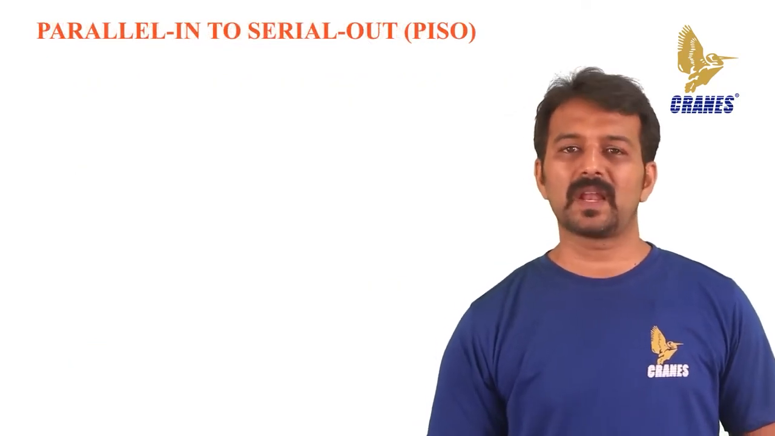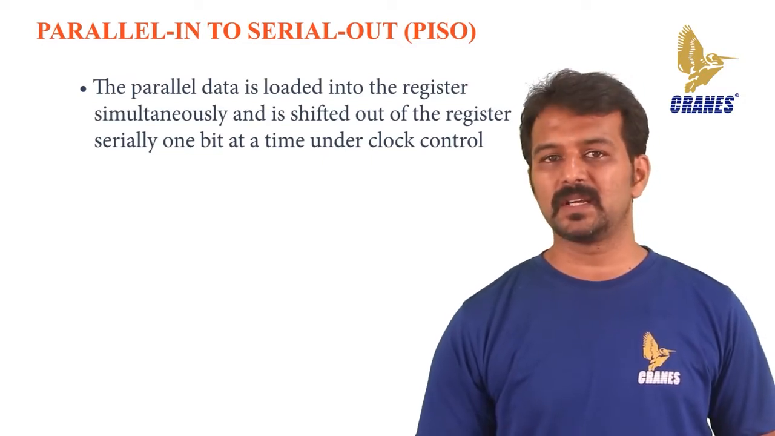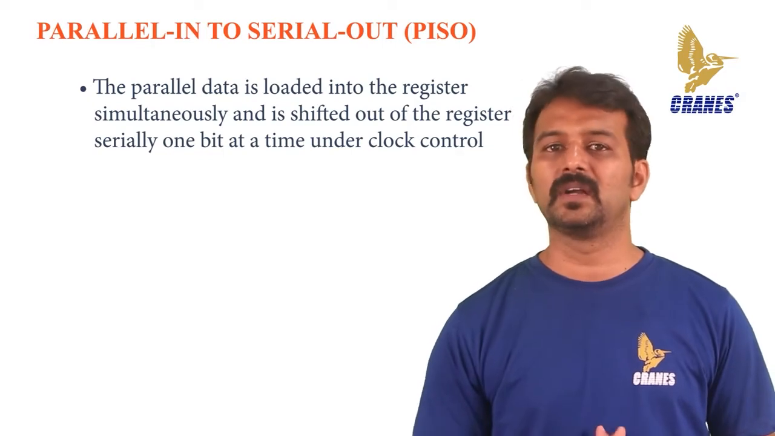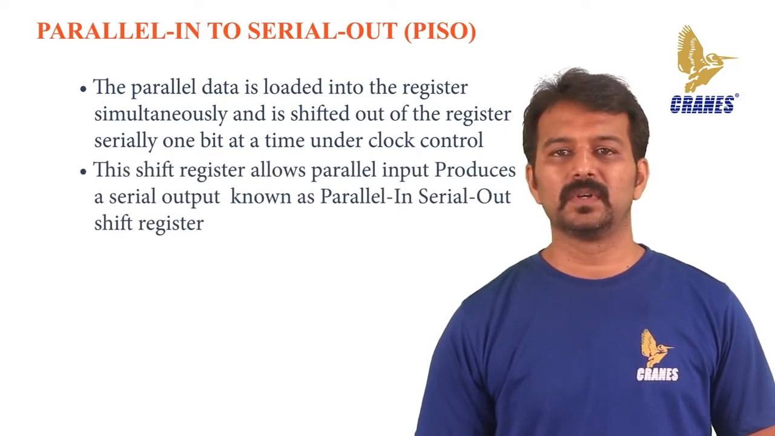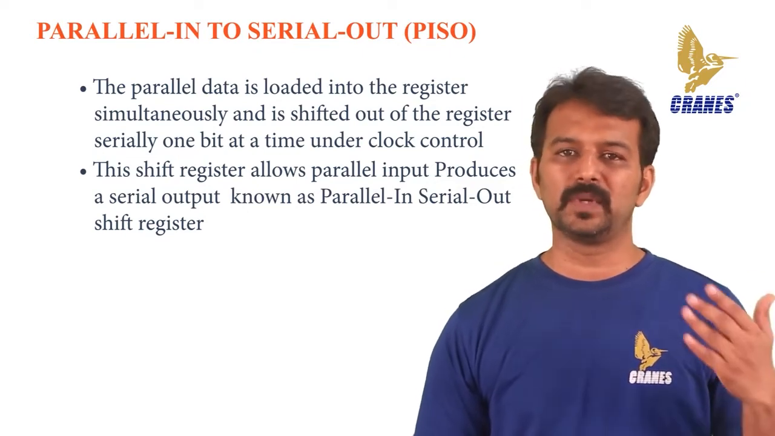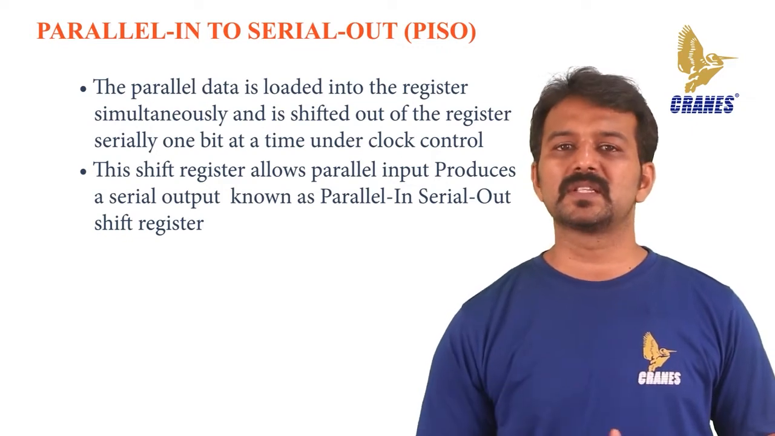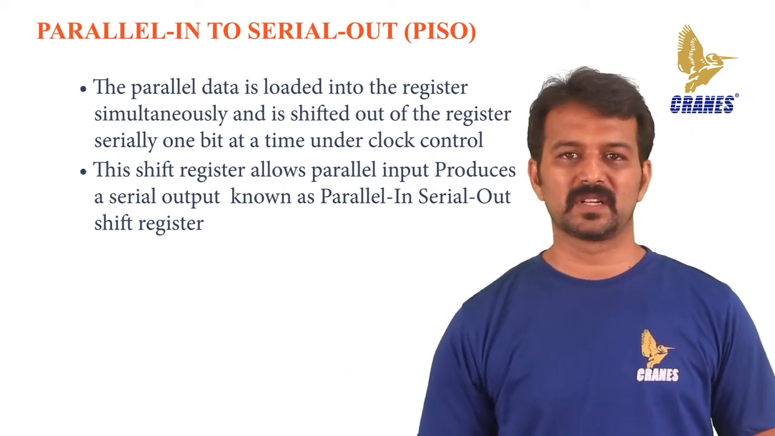So next in line is parallel in, serial out. The parallel data is loaded into the register simultaneously and is shifted out of the register serially, 1 bit at a time, under the clock control. The shift register allows parallel input, that is the data is given separately to each of the flip-flops in a simultaneous manner, and it produces a serial output, known as a parallel in, serial out shift register.